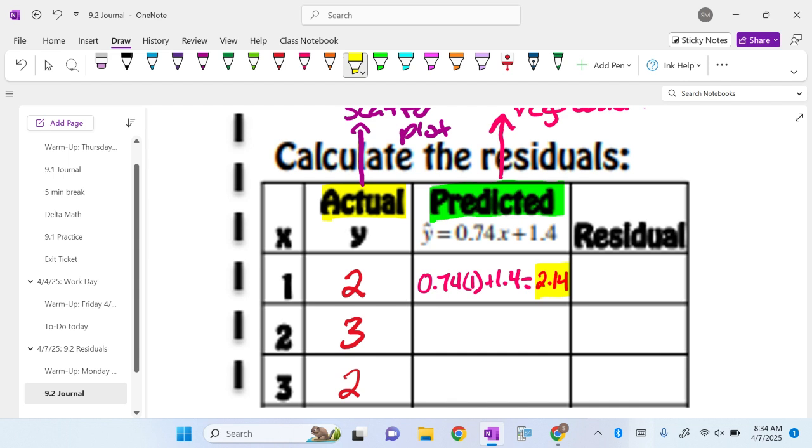Now, that can be very, very time consuming. All right. Another way we could do that is put this regression equation into Desmos and make a table of values.